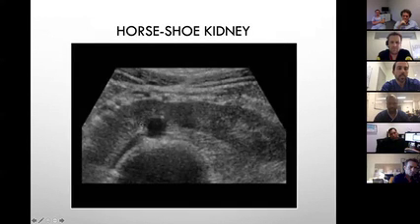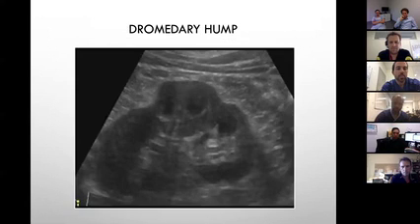That's a vertebra, aorta. The kidney could be fused and crossing over the midline. That's usually at the inferior or superior pole, just joined together like a horseshoe. Sometimes you see a big bump on the kidney. That's not a tumor. That's just a normal variant.